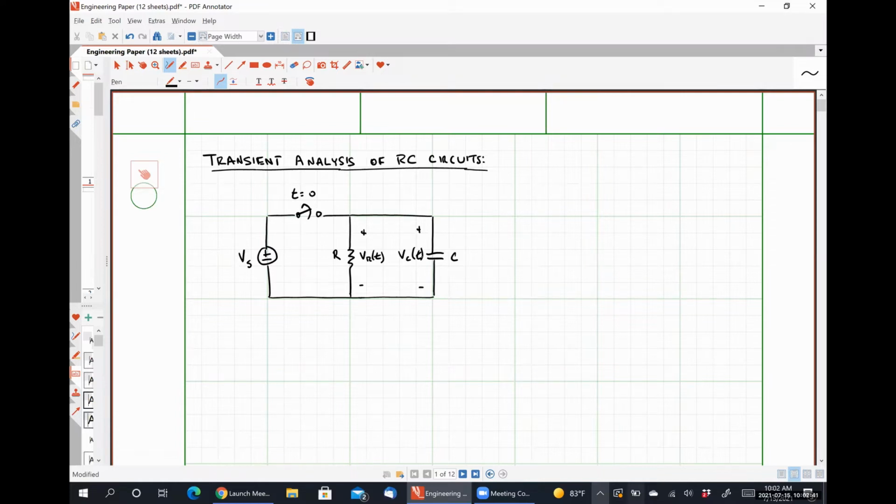And let's see. We may also have some capacitor current, like so, and some resistor current, IR of t, flowing around.